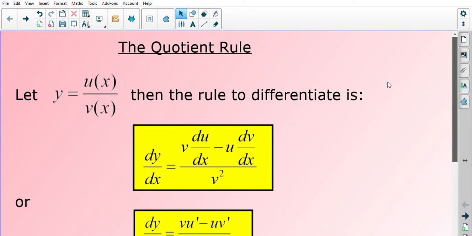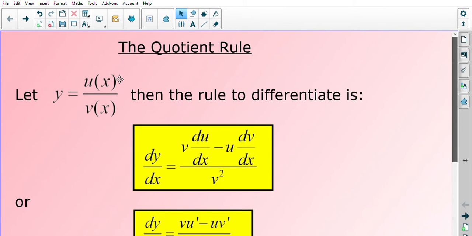Okay, so today we'll be looking at the quotient rule for differentiating a function. Let's look at the following. Let y be a function of x, and it has two functions, u of x and v of x. The difference this time from the product rule, which you might have seen, is that this is now a quotient.